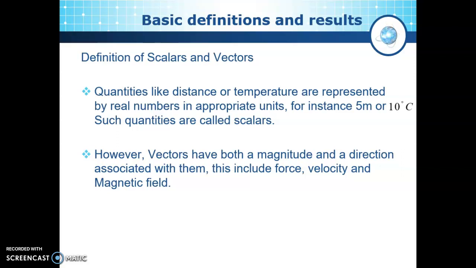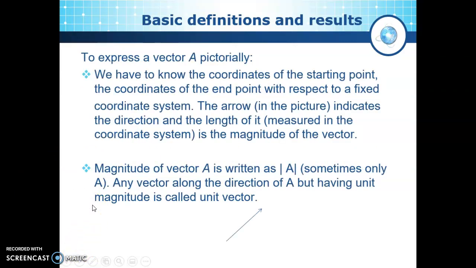But if there is a magnitude and direction associated with them, this is what we call vectors. For example, force, velocity and magnetic field. Next, to express a vector A, we have to know the coordinate of the starting point and the coordinate of the end point with respect to a fixed coordinate system. The arrow in the picture indicates the direction, and the length of its measure in the coordinate system is the magnitude of the vector. So the magnitude of vector A is written as modulus A, or like this.